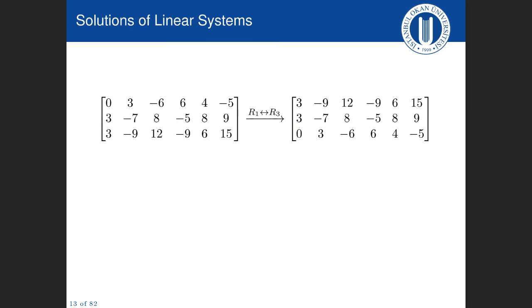First thing is, we don't want a 0 at the top of the first non-zero column. I want a number here which is not 0. So I can swap 2 rows. I could either swap row 1 with row 2, or I can swap row 1 with row 3. I'm choosing to swap row 1 with row 3.